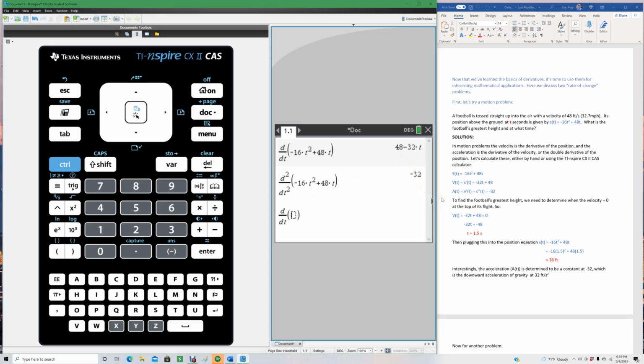To find the football's greatest height, what we need to do is determine where the velocity equals 0. In other words, at the very highest point the football stops motionless for a second and then begins its trajectory downward.